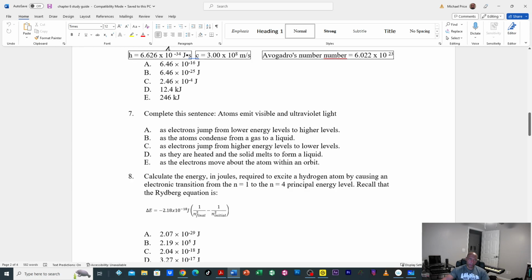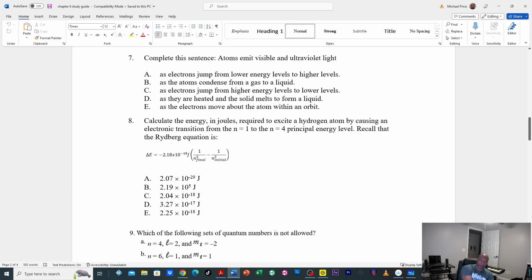Now let's see if we can do number 7. Complete this sentence. Atoms emit visible and ultraviolet light as electrons jump from a lower energy state to a higher energy state. Of course, if they go from lower to higher, they have to absorb energy, not emit it. B, as the atoms condense from a gas to a liquid. No, that has nothing to do with emission of light. C, as electrons jump from higher energy to a lower energy. Yeah, so that's C. That's the right answer.